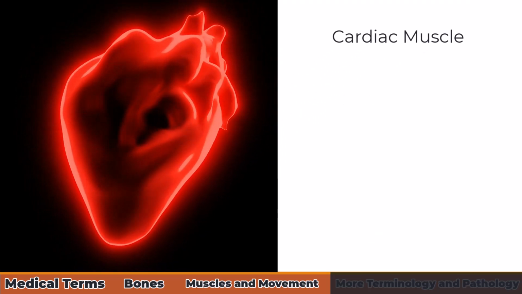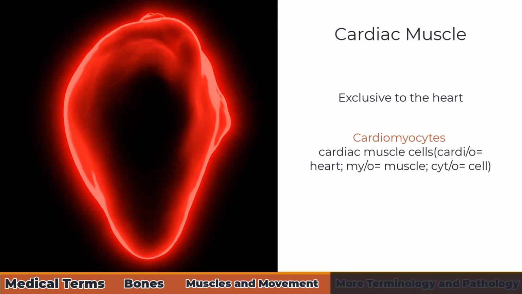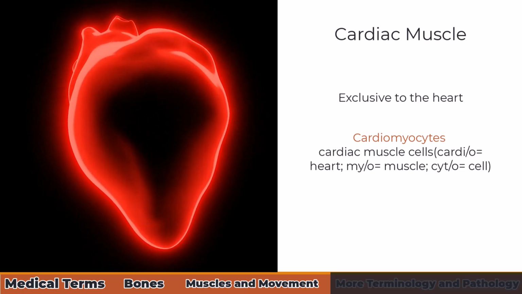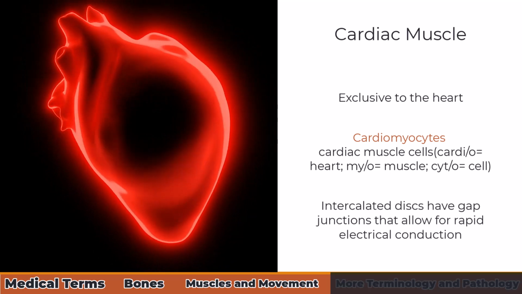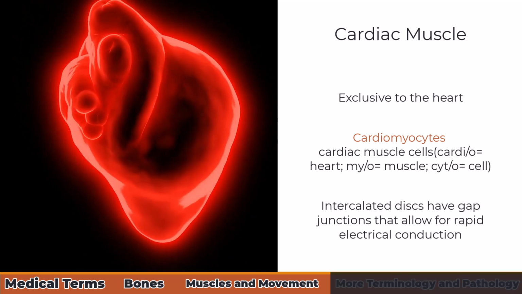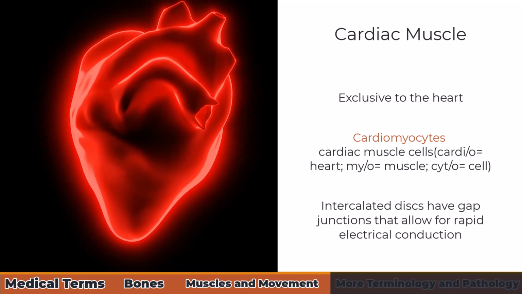Cardiac muscle is exclusively in the heart. Cardiac muscle cells, also called cardiomyocytes, are branched and connected by specialized junctions called intercalated discs. These discs contain gap junctions, which allow for rapid electrical conduction.